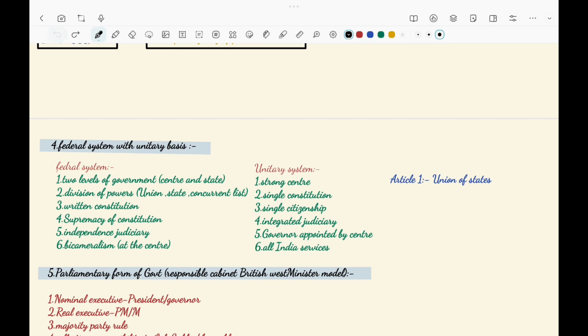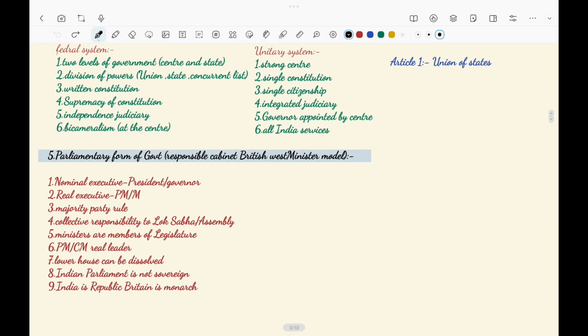Okay, and our next thing is the parliamentary form of government. This can also be known as the responsible cabinet and Westminster model. So we have set up a government, right? In that government, what kind of features, responsibilities or roles we have made, that is like the parliamentary form of government. If it has certain qualities, then it would be known as the parliamentary system.